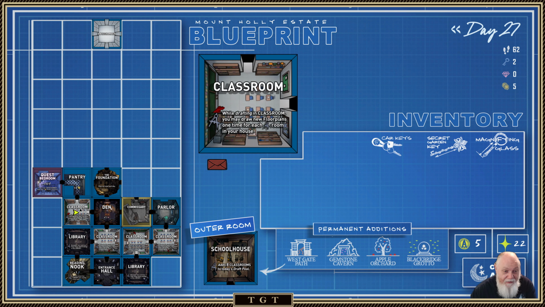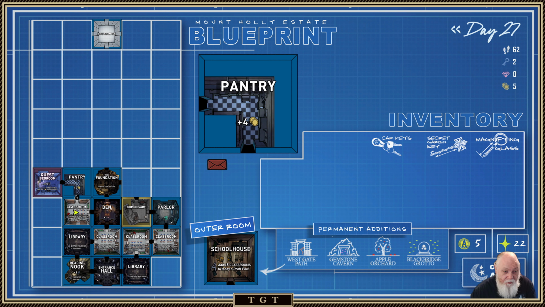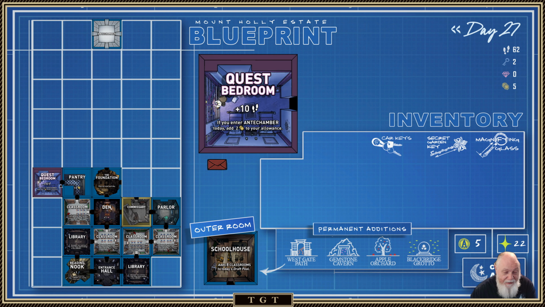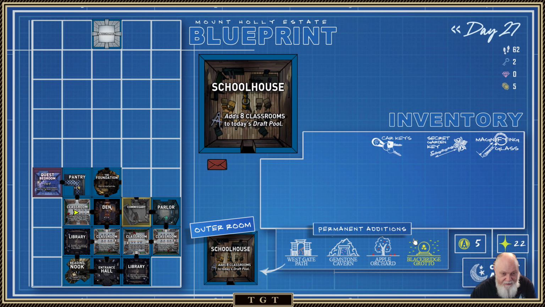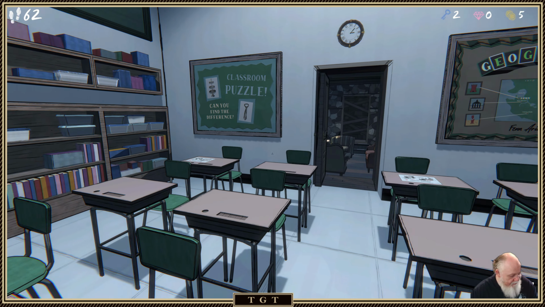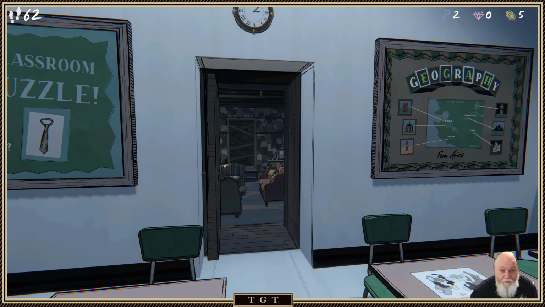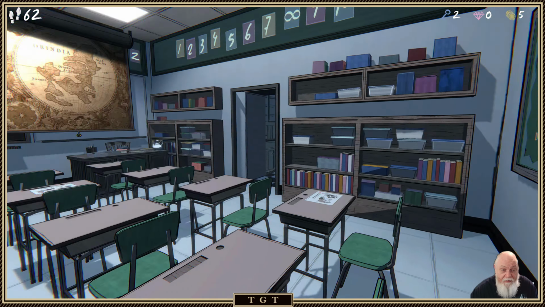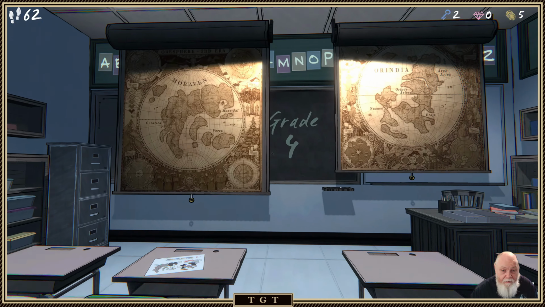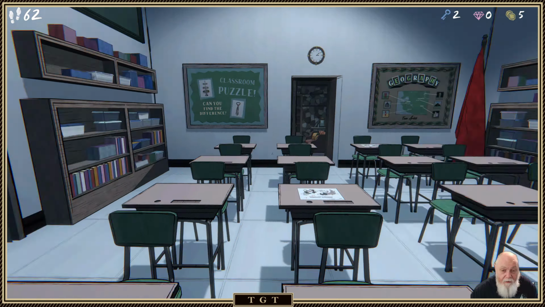And then I did the pantry. I could have redrawn some more here, but I was like, I need to get over here. But then this wouldn't give me anything that would let me proceed. Man, that sucks. Okay.